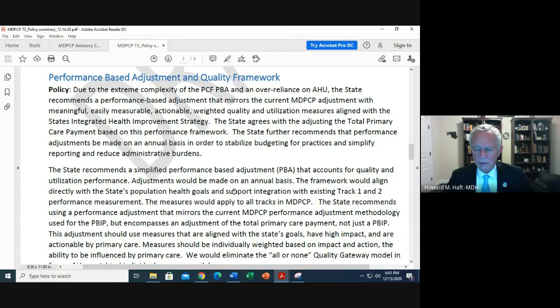Whether that straw man is how we'll do that or not, we also presented some design features and principles around ease of administration, ease of understanding, the ability for primary care to impact the measures in which their performance would be adjusted, and an annualized adjustment rather than a quarterly adjustment. I think those were the key features in what we put forward.